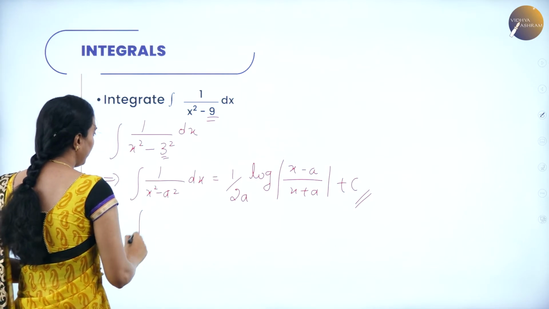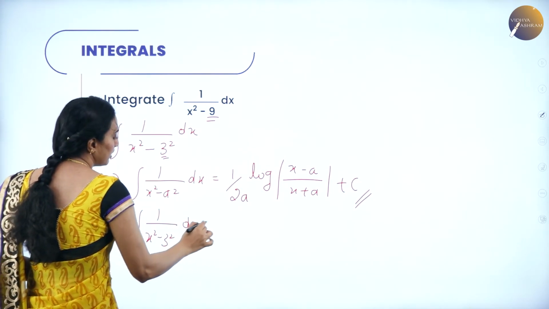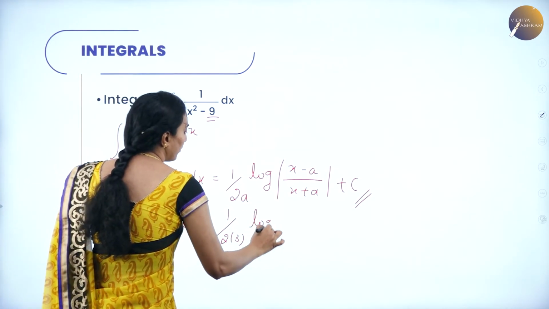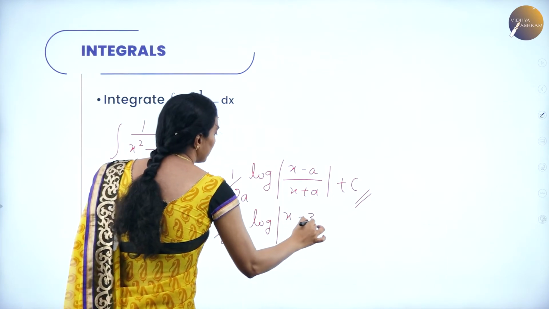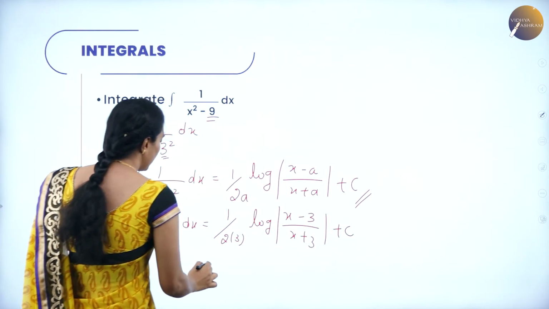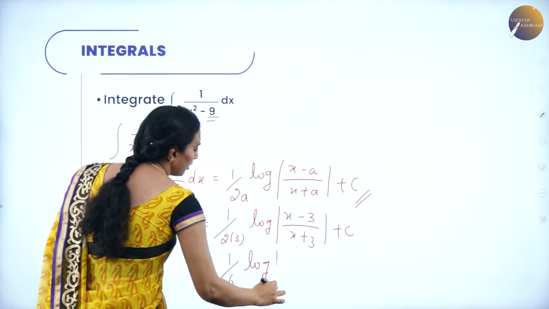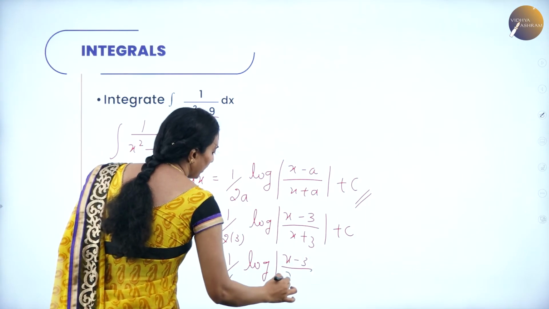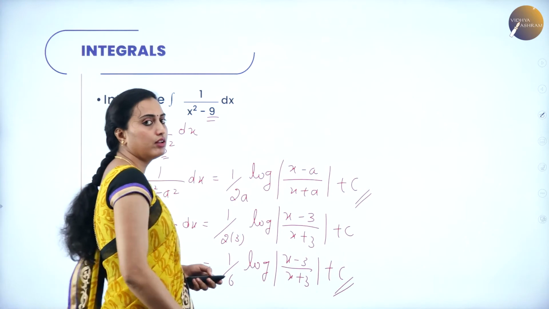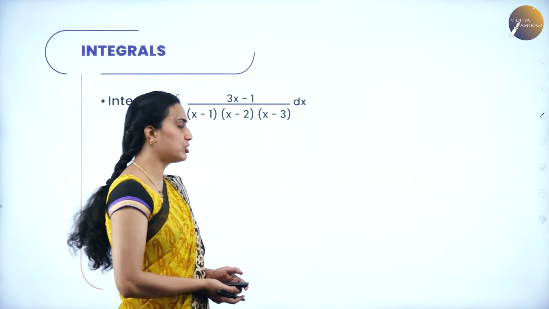Therefore, you can have integral of 1 over x squared minus 3 squared into dx is nothing but 1 divided by 2 into 3 into log of modulus of x minus 3 divided by x plus 3 plus c. Now you can write the answer as 1 divided by 6 into log of modulus of x minus 3 divided by x plus 3 plus c. That's it, dear students. I hope you understood this one also. Now we'll be moving on to the next problem, dears.